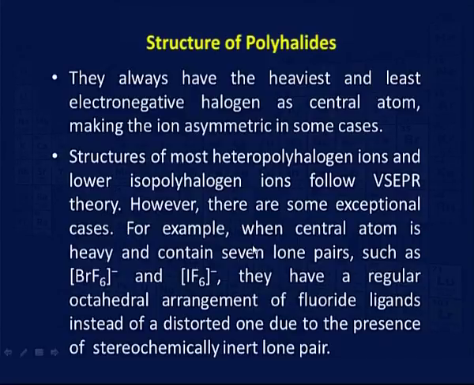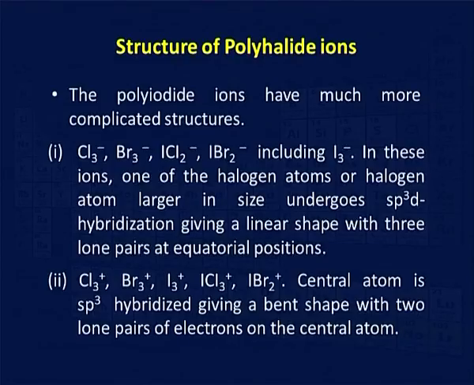For example, when the central atom is heavy and contains 7 lone pairs, such as the bromine hexafluoride anion and iodine hexafluoride anion, they have a regular octahedral arrangement of fluoride ligands instead of the expected distorted one, due to the presence of a stereochemically inert lone pair. The polyiodide ions have much more complicated structures, like trichloride ion, tribromide ion, iodine dichloride ion, iodine dibromide ion, including triiodide ion.